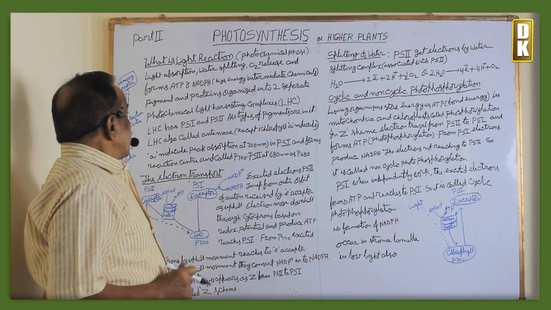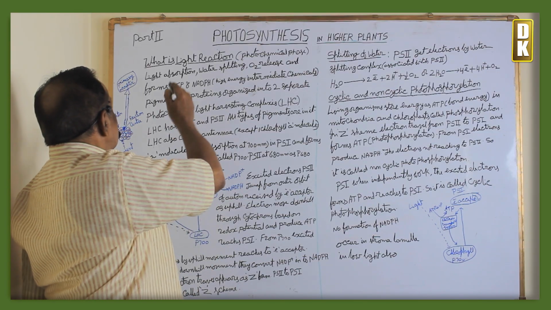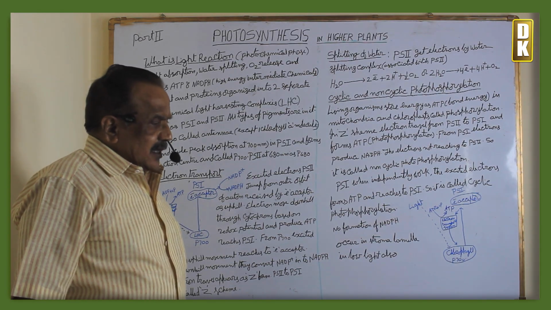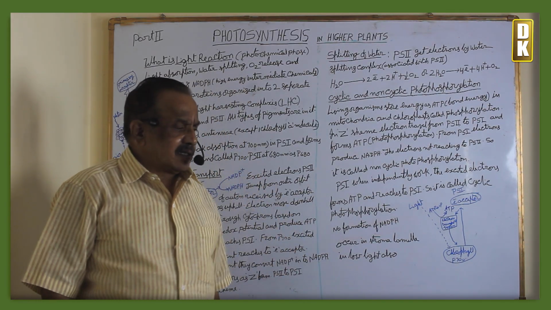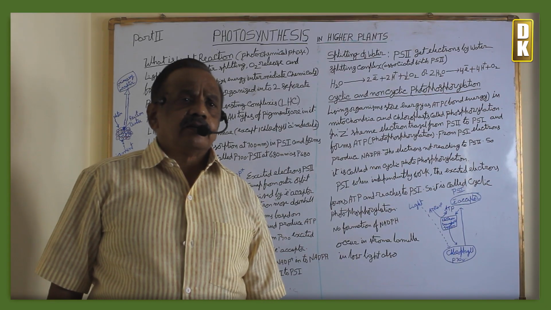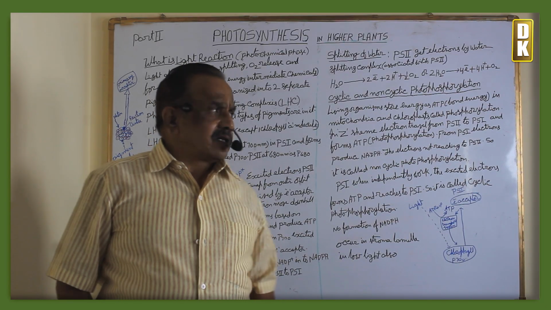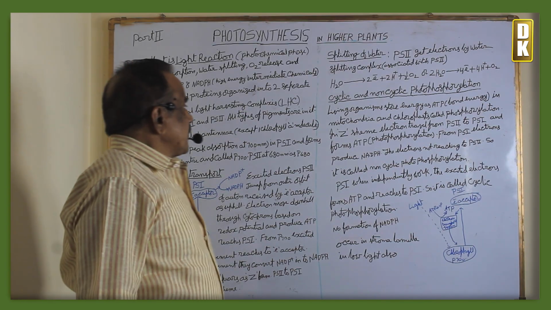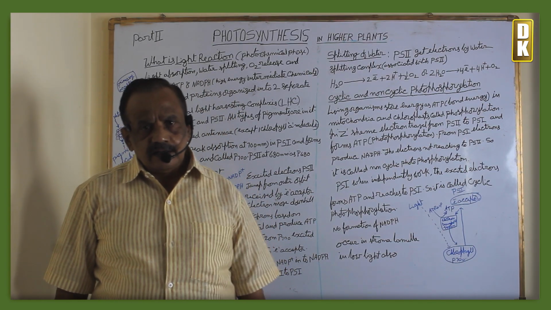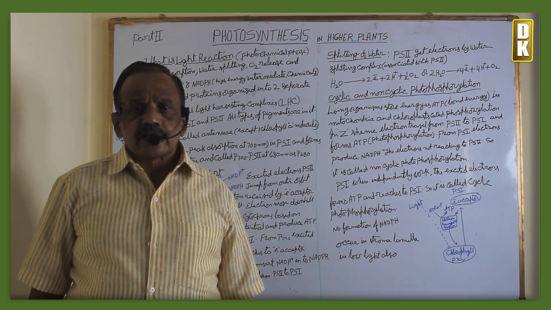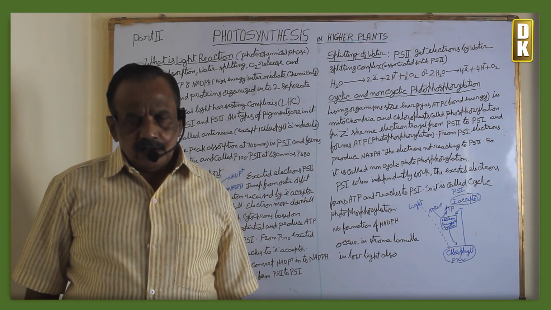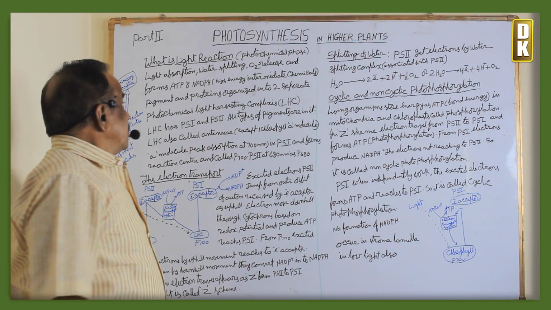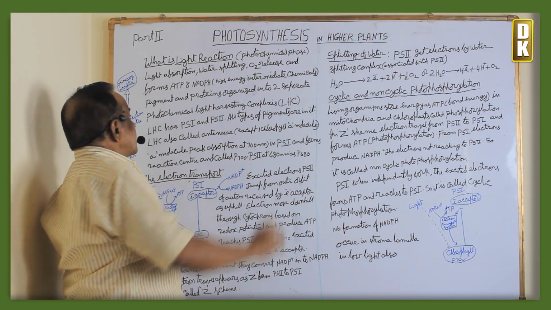What is the light reaction? The photochemical phase. Here we will see how it is organized, how the electron transport happens, the splitting of water, and then cyclic and non-cyclic photophosphorylation. All these things we will cover in this video. Now we will start with what the light reaction is.